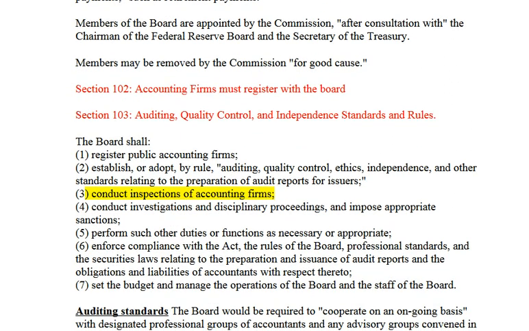Members of the board are appointed by the Commission after consultation with the Chairman of the Federal Reserve Board and the Secretary of the Treasury. Members may be removed by the Commission for good cause. Section 102: accounting firms must register with the board. And Section 103: auditing, quality control, and independence standards and rules.